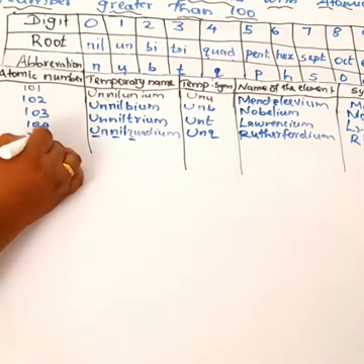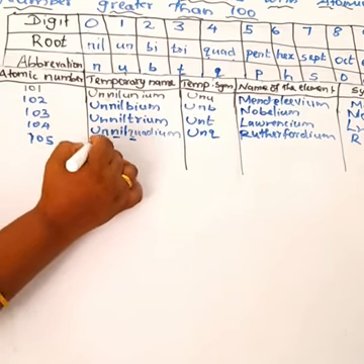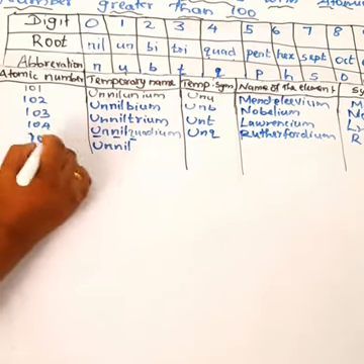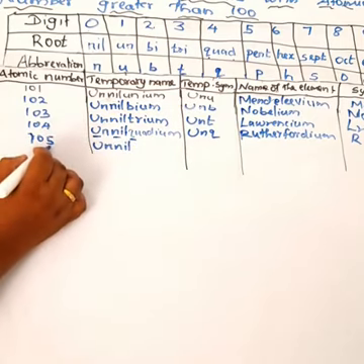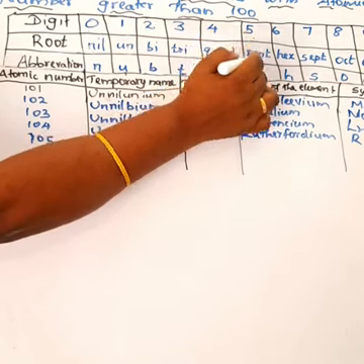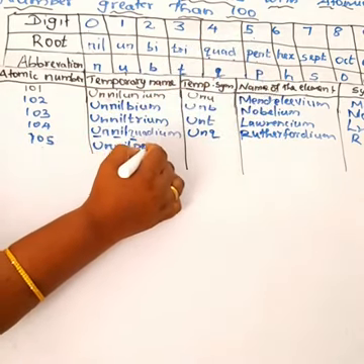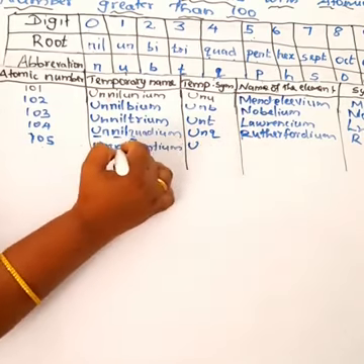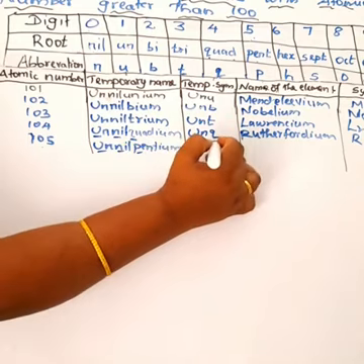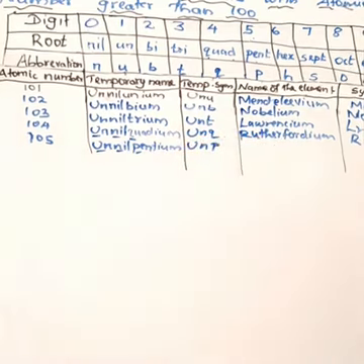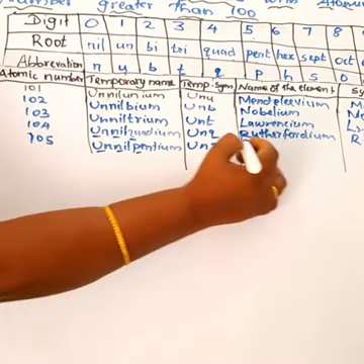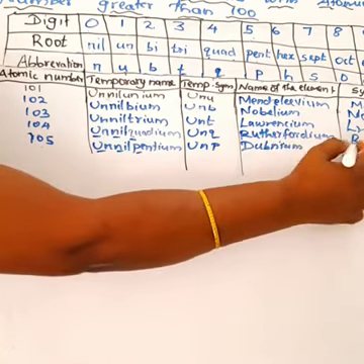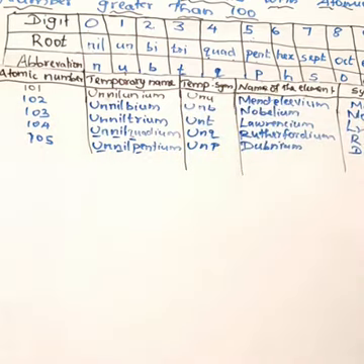And 105. What is the temporary name? For 1 the numerical root is un, nil for 0, and for 5 we write the numerical root pent, and the suffix ium. So what is the temporary symbol? U for un, N for nil, and P for pent. What is the element name for atomic number 105? Dubnium. What is the symbol for dubnium? Db.